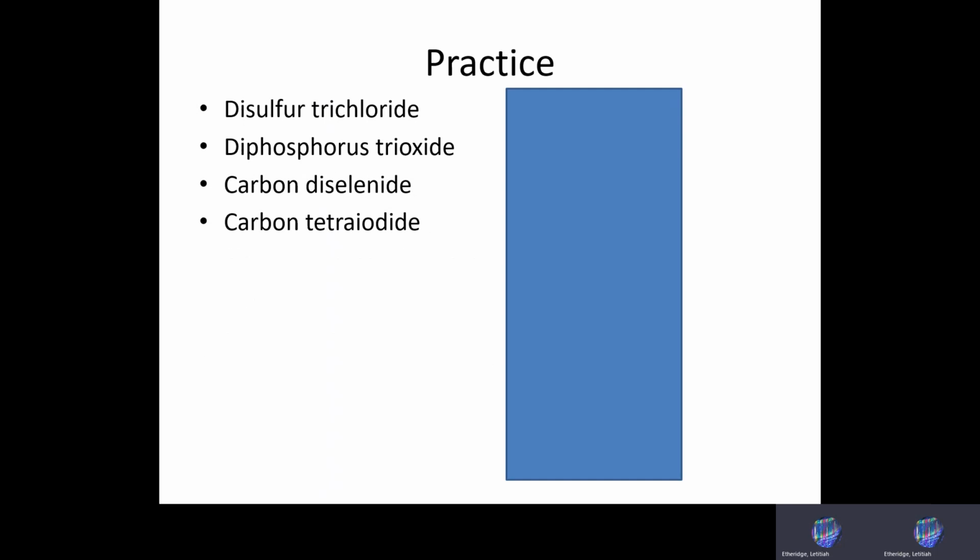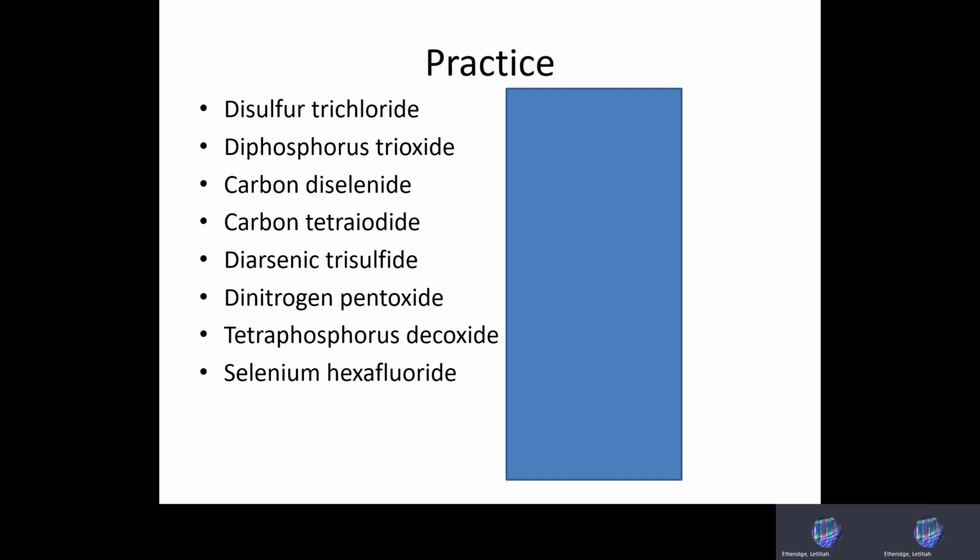Okay. So now I'm going to give you the name of the actual element, and I want you to write the chemical formula. So I'll do the first one with you. We have disulfur trichloride. Di indicates that you have 2. Sulfur is sulfur, so you have 2 sulfurs. 3 indicates that it is 3, and now we're talking about chlorine. So the answer to that is going to be S2Cl3. Okay, hopefully that makes sense.